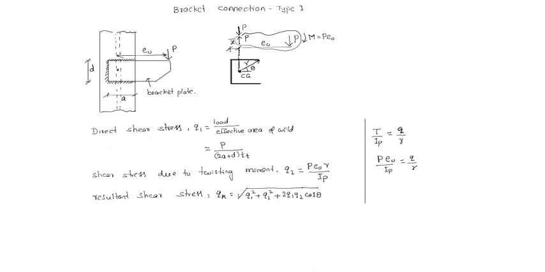Here the resultant shear stress QR must be less than or equal to the design shear strength of weld, FWD, which is nothing but FU divided by root 3 into gamma MW, where gamma MW is the material factor of safety of weld. This is the procedure to design this bracket connection type 1.